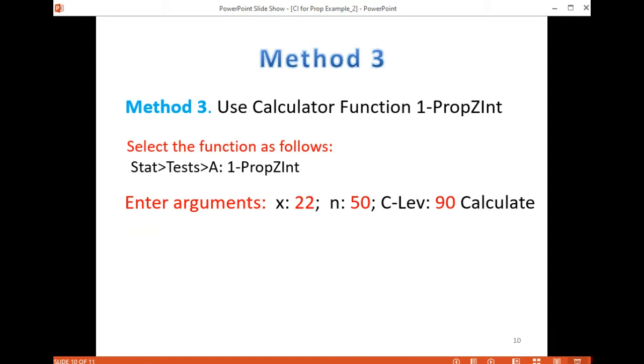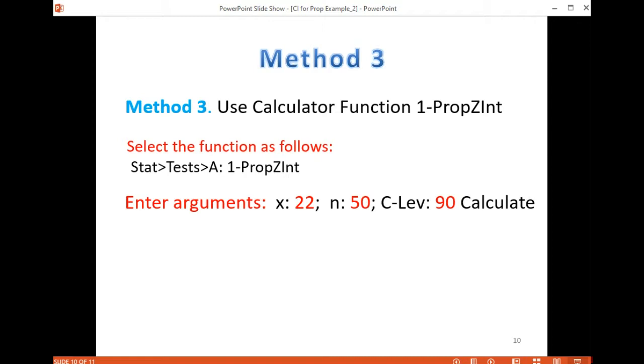When we were doing the problem the other way, the very first method, we changed the 90 to 0.90. If you are using the calculator function, you do not change the 90% to a decimal, you leave it as 90. If you use the decimal, you'll get a real screwy answer.